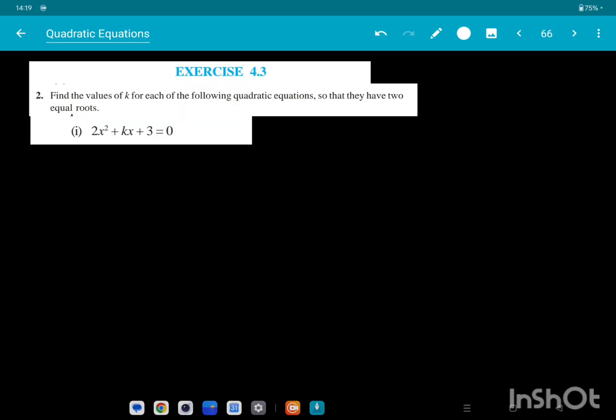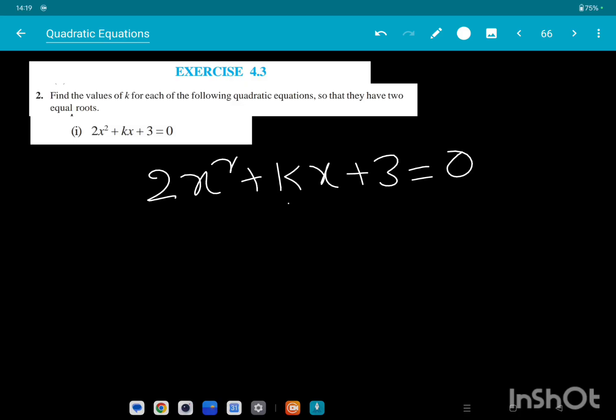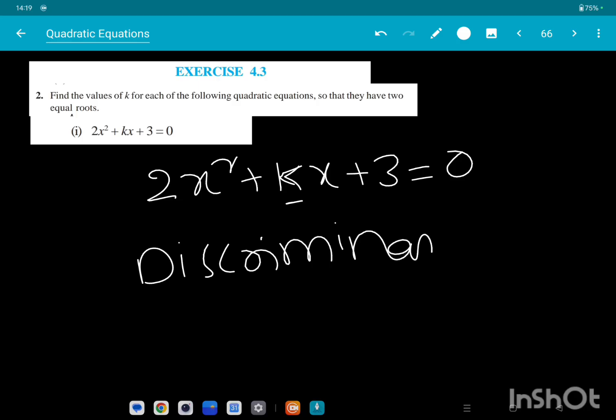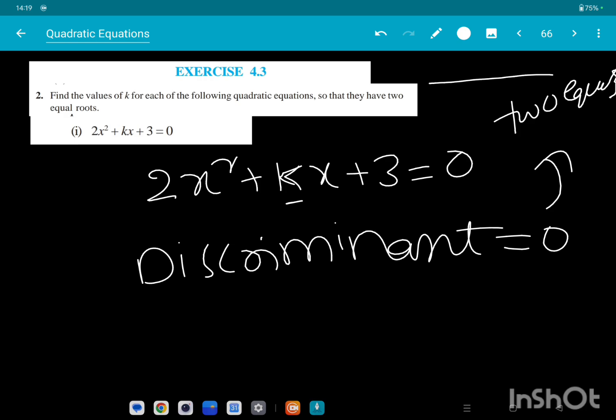Here the next question is, find the values of k for each of the following quadratic equations so that they have two equal roots. So here it was given the quadratic equation 2x square plus kx plus 3 is equals to 0. Here we need to find the k value. How can we find the k value? Here the hint is given: they have two equal roots. Two equal roots means, what does it mean? It means the discriminant is equal to 0. Right? If the discriminant is equal to 0, then it has two equal roots. So it means the discriminant is 0.